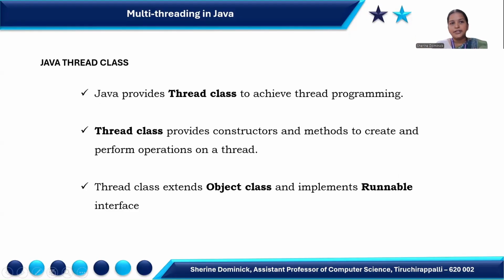So next one is the implementation of Java thread. So let's see how to implement Java threading. Java provides the Thread class to achieve threaded programming. The Thread class provides constructors and methods to create and perform these operations. There are two ways in which we implement multi-threading. The first one, using the Object class, and we extend the Thread class. The second one is we implement the Runnable interface, and again, we can create a thread and do our processing.